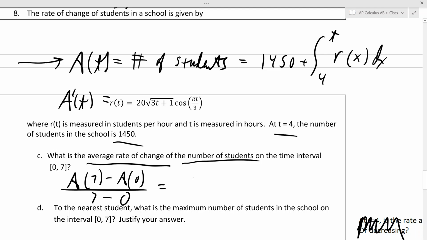Or you can remember, like we said before, the average rate of change of the number of students is the average value of the rate of change of students. So we can also just do this magic right here.